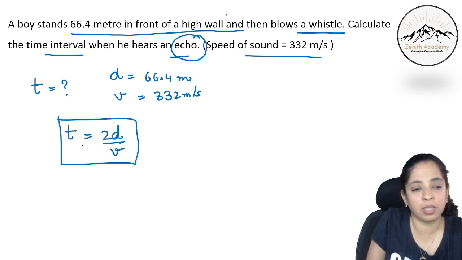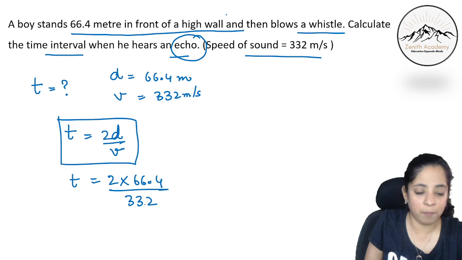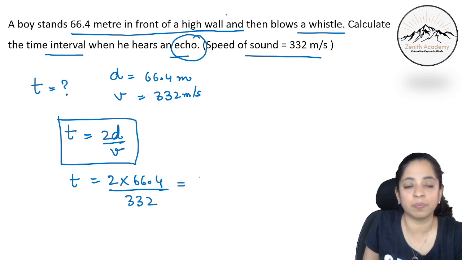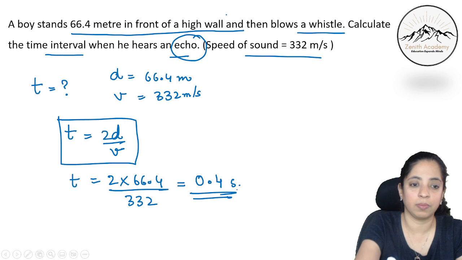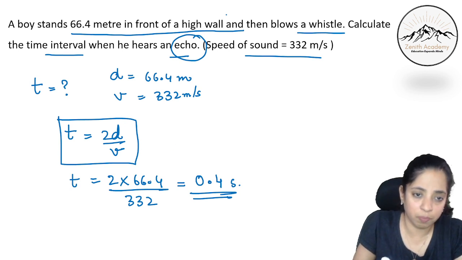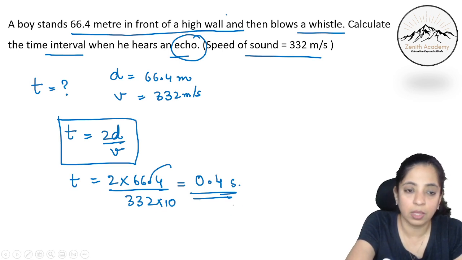Always put the formula in the box and then just simply calculate. आप पॉज करके कैलकुलेट कर सकते हो. I don't want to waste your time, so I'm just writing the final answer here. 0.4 seconds. Right? Just blow away this decimal, add a 0 here, then cancel with 2 and you will get 0.4 seconds.